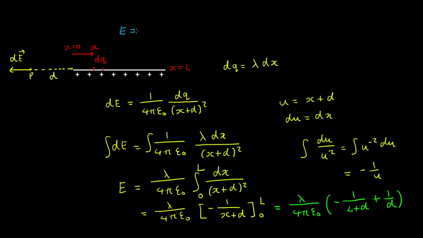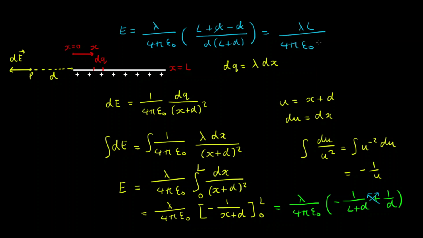And now let's continue our calculation over here. So we have lambda on 4 pi epsilon naught, and if we cross multiply, we have L plus d minus d over d by L plus d. So the d's cancel, and we have lambda L on 4 pi epsilon naught multiplied by d by L plus d. And we can recognize that lambda L is the total charge along that line. So that would be q on 4 pi epsilon naught by d by L plus d. And that's another expression for our electric field.